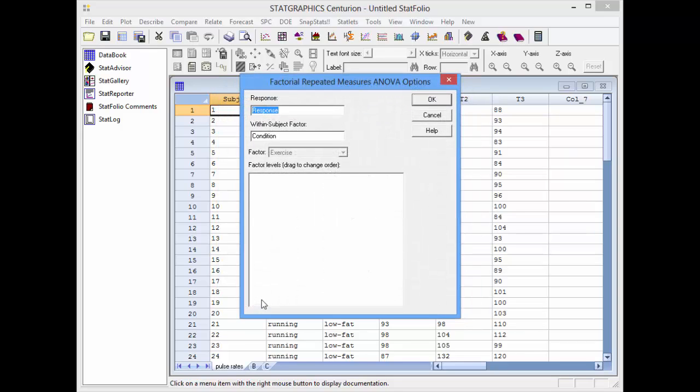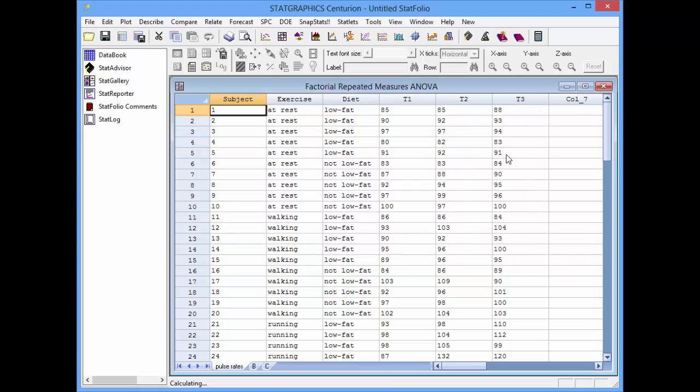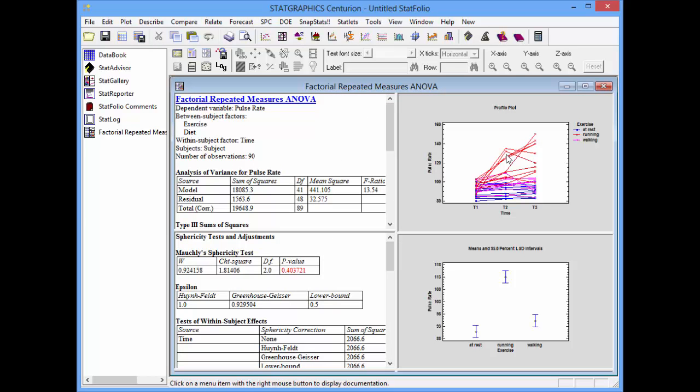The next dialog box that appears is the Analysis Options dialog box. This allows me to put in more specific labels for both the response and the within-subject factors. I'll put in pulse rate for the response, time for the within-subject factor. Finally, I'll see a list of tables and graphs. The defaults will be fine. When I press OK, it will do the analysis and open up a new analysis window.